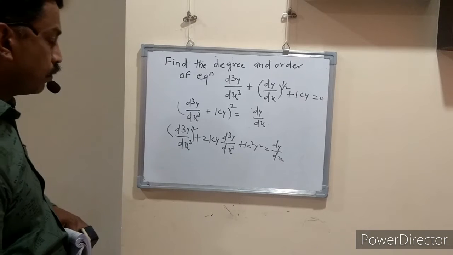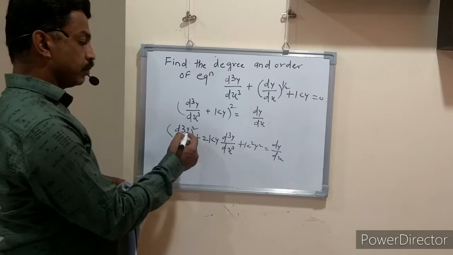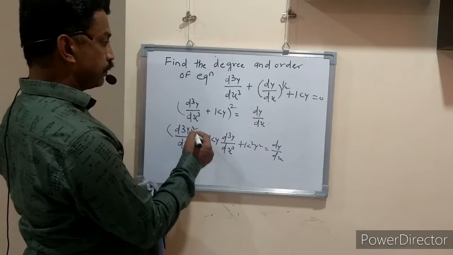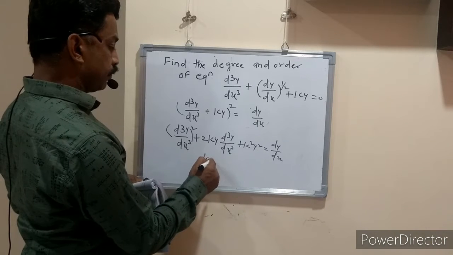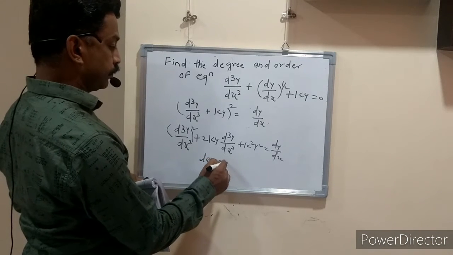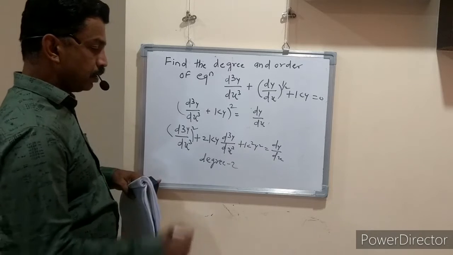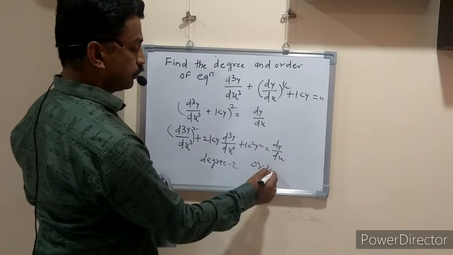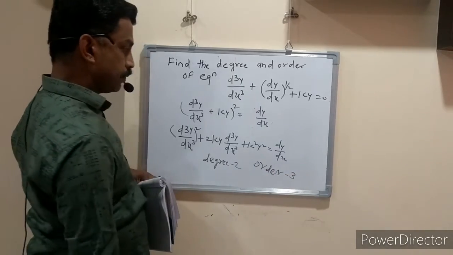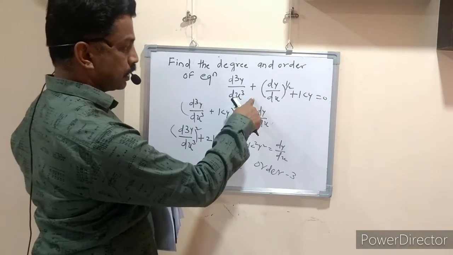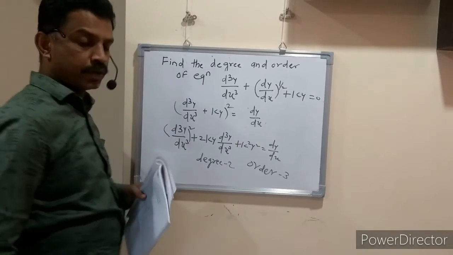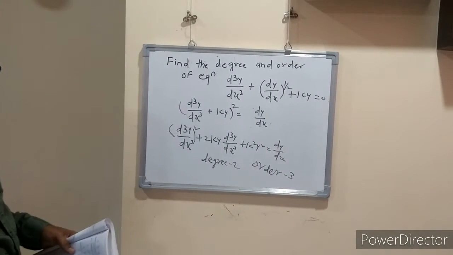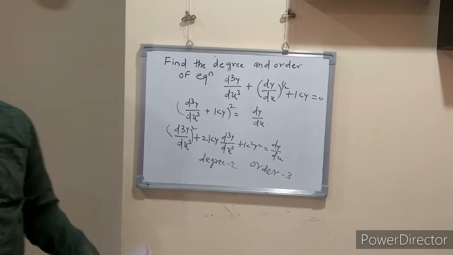So now the power of the highest derivative is 2, therefore the degree is 2, and the highest derivative is third, therefore the order is 3. So in this way this equation is a second degree and third order differential equation. In this way we can easily understand. We take a few different examples.